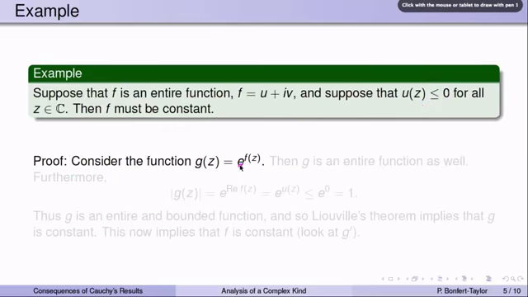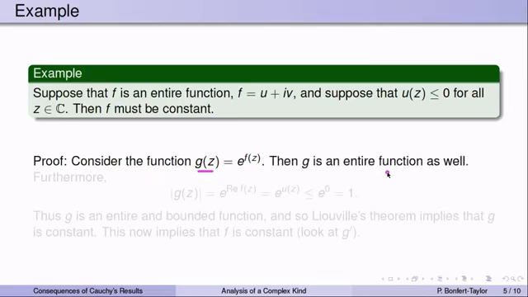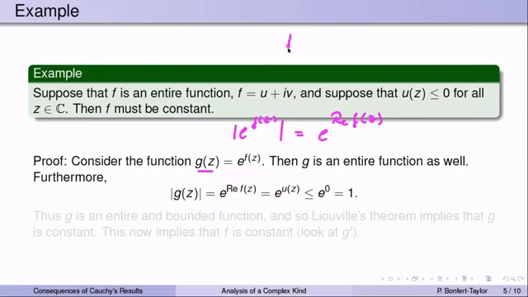The idea is to look at the function e to the f of z instead. We're going to show this function g, which is e to the f of z, is constant, and then conclude that f is also constant. So let's look at this function g. First of all, we know g is also an entire function because f is an entire function. Now, let's find its absolute value. The absolute value of e to the f of z is e to the real part of f of z, because we proved in general that the absolute value of e to the z is equal to e to the real part of z, or e to the x. But the real part of f of z is u of z, so the absolute value of g of z is e to the u of z.